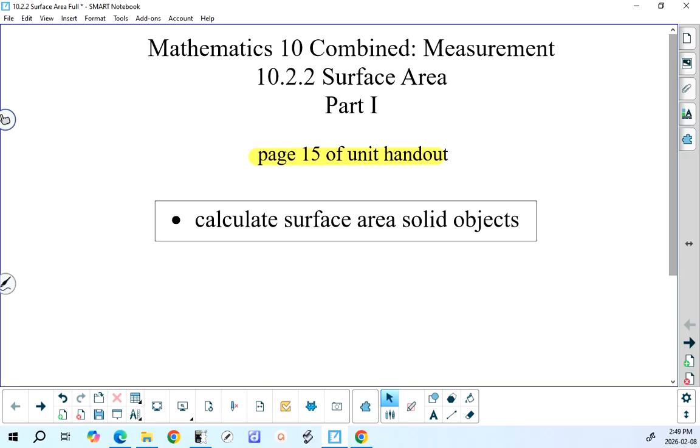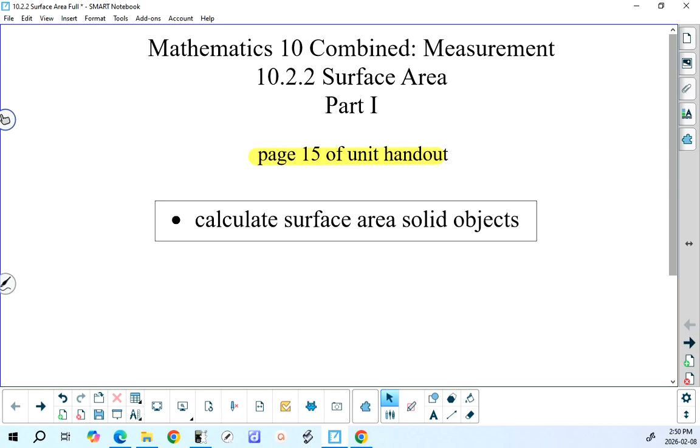Today's lesson is part 1 of section 2.2 from the measurement unit. In the next lesson, we'll cover the last part of lesson 2.2. Lesson 2.2 deals with what we call surface area of three-dimensional objects. Once we're done with these 2 lessons on surface area, we're going to then spend 2 lessons working with volume, and then we'll be done the unit and we can spend a day or so preparing for the unit exam.